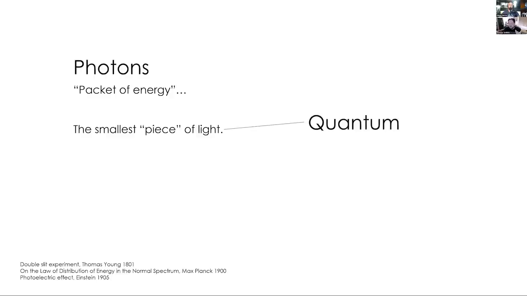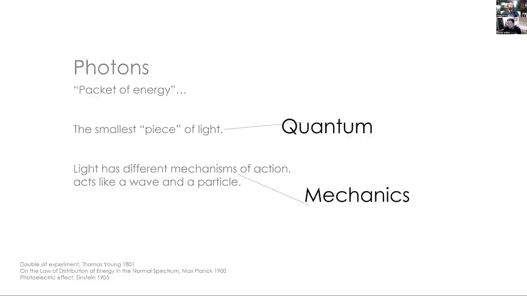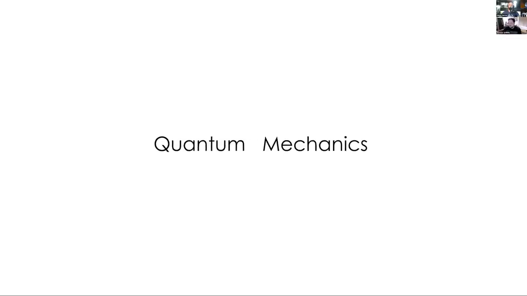And the technical word for that is quantum. That's what quantum means. It means small. And light as a thing has different mechanisms of action. So sometimes it acts like a particle, sometimes it acts like a wave. And these are called the mechanics, right? And thus quantum mechanics. That's what quantum mechanics is. It just means small things act differently.